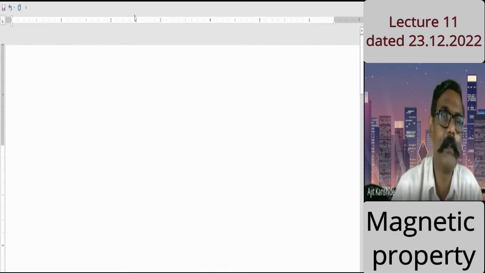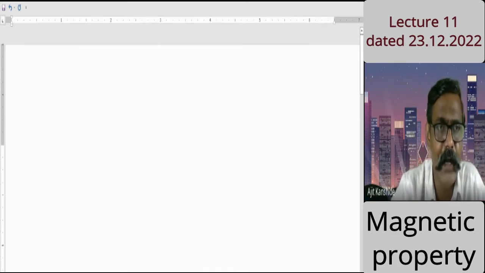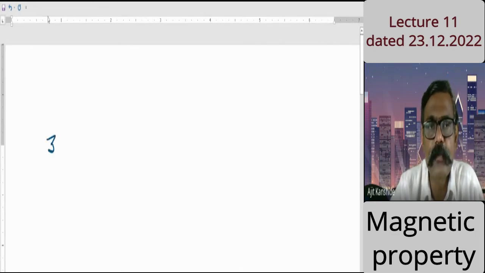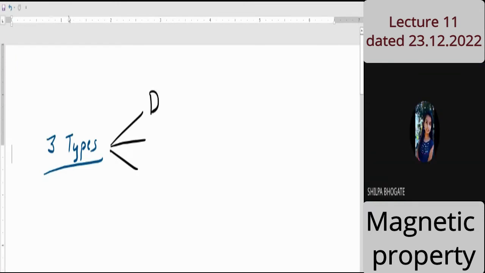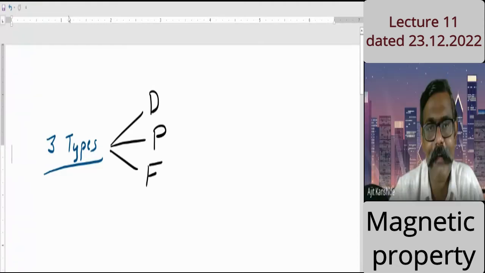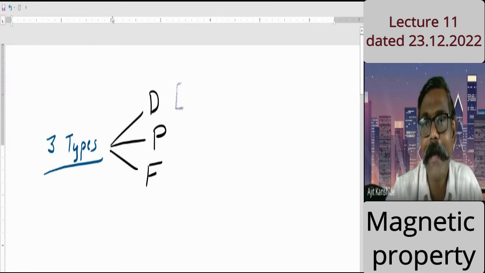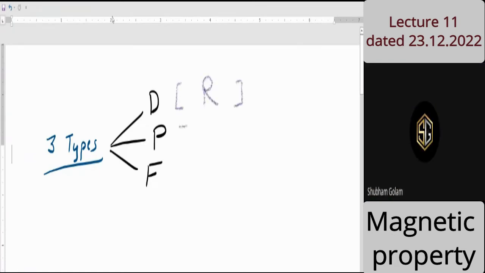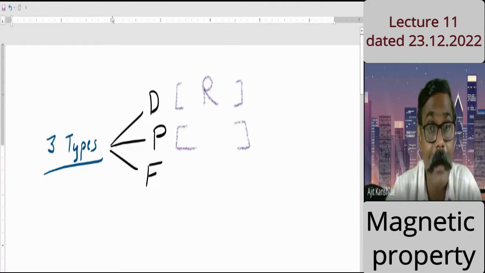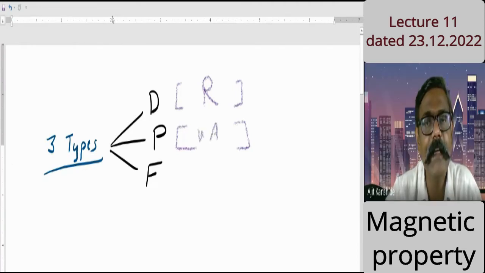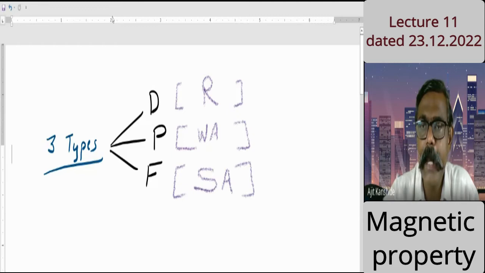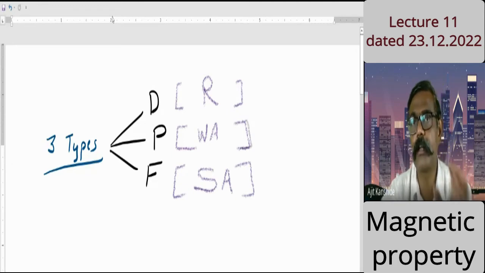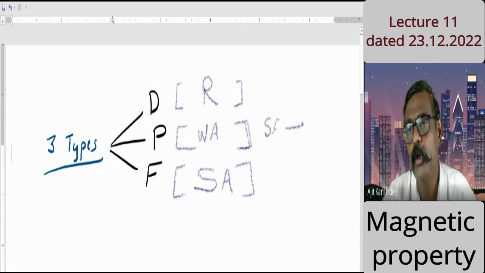Now let us come to today's point. That's magnetism, which I already started. I told you three types of magnetic materials are there. Which are those? Diamagnetism. Paramagnetism. Ferromagnetism. Diamagnetic materials are repelled or attracted? Repelled. Paramagnetic materials are attracted, but weakly attracted. Ferromagnetic materials are strongly attracted. The weak attraction we understood from the concept: it moves from strong field to weak field.